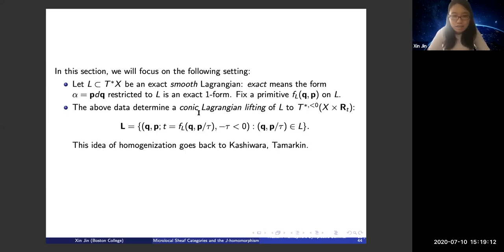which is the same as the one-jet space for X. And then in that contact hypersurface, you can define this Lagrangian from L. You just collect (q, p) from L, and then you take t equal to this function of (q, p), and tau equals 1. Then the conic one is just a standard procedure where you take the cone of it, so you homogenize this thing, from the contact hypersurface to this part of the cotangent bundle.